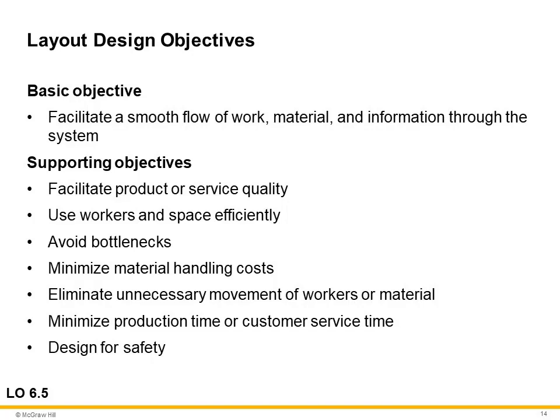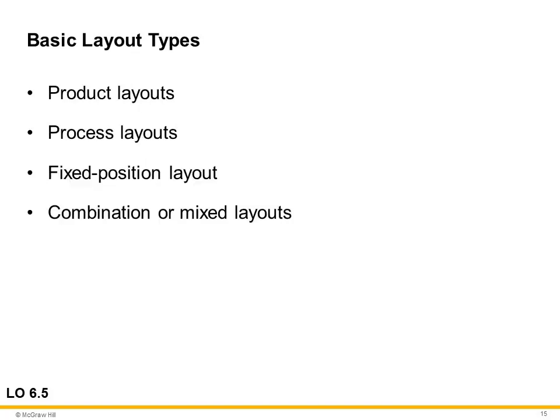So let's talk about layout, common types of layout. We have 4 basic layout types: product layouts, process layouts, fixed position layouts, and combination, mixed, or hybrid layouts. Let's talk about them one by one.